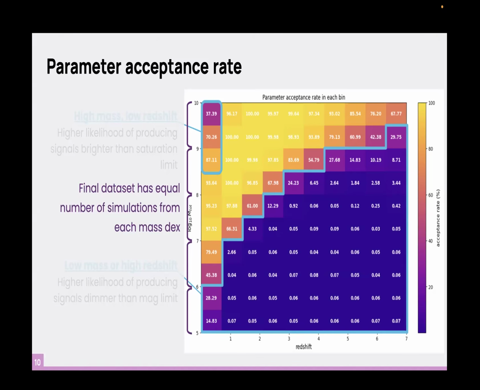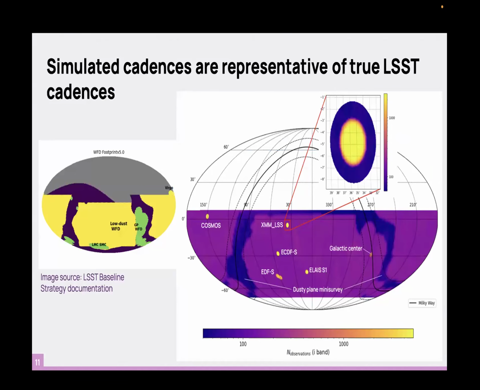to be represented equally. And then the last thing I have to show is just a color map showing the number of observations that we simulate in each different sky position. So you can see that we capture the different features of the LSST cadence. The yellow regions are where there are more observations for the deep drilling fields. We have the galactic center in orange over there because we'll be taking more observations there. And the bluer region is the Dusty Flame mini survey where we're going to be taking fewer observations. So just to show that we have this broad range of different cadences shown to be fully representative of the LSST cadences.